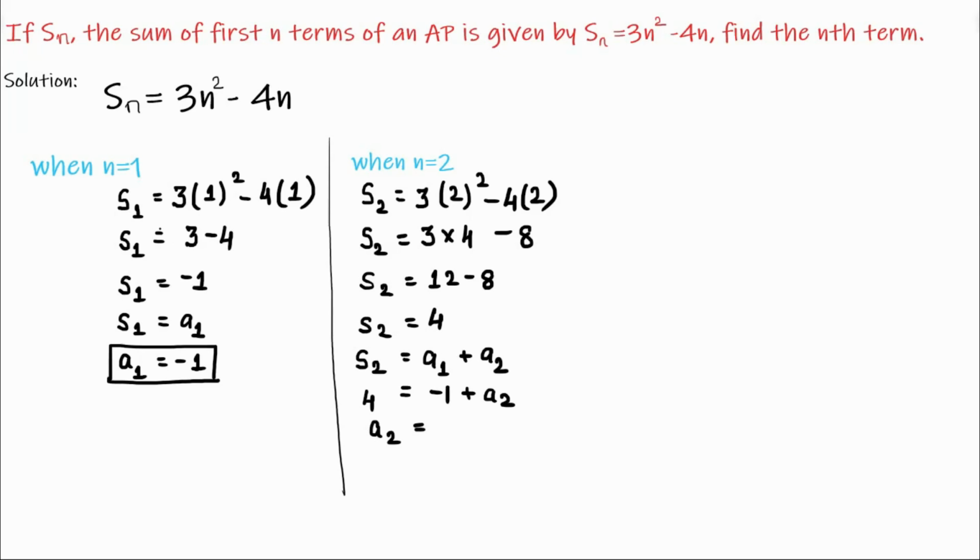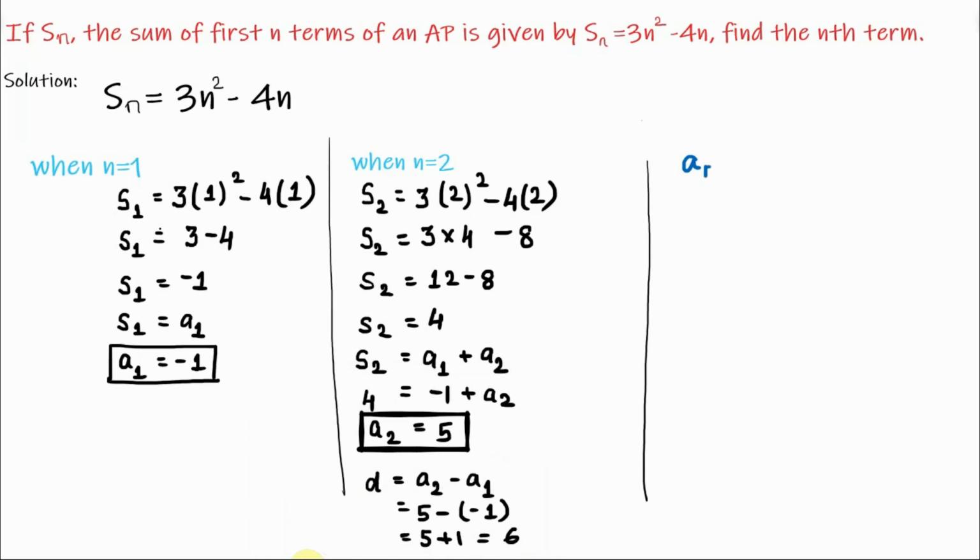So we get the value of A2 as 5. So we got the first term and we got the second term. Now from this we can calculate the common difference D, which is given as A2 minus A1, that is the second term minus the first term. So we calculate D as A2 minus A1, which is 5 minus 1, which becomes 5 plus 1, and it gives us 6. So we got the common difference as 6.